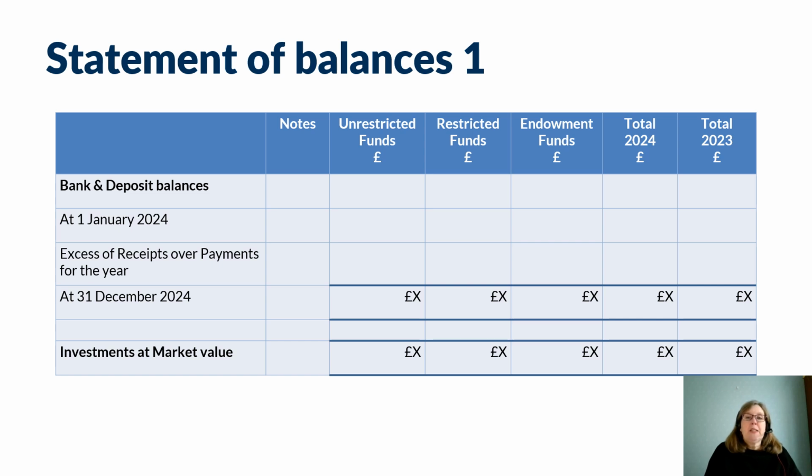The statement of balances is also split over the type of funds, as you can see at the top of the slide, so you do need to keep a careful track of unspent balances on restricted and endowment funds. Finally, at the bottom of this slide is the value of any investments you hold at the year-end date. If your investments are held within the Investors Trust, then you can simply pick these figures up from the statements that we send out to treasurers in late January.